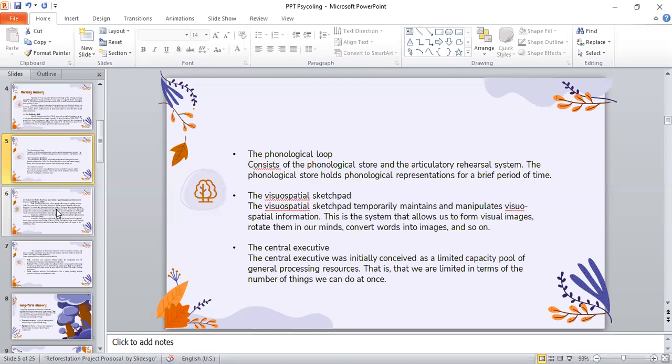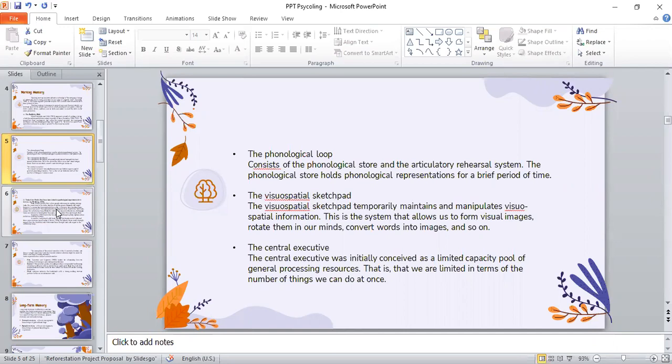And then the second component of the model is the visuospatial sketchpad. The visuospatial sketchpad temporarily maintains and manipulates visual and spatial information. This is the system that allows us to form visual images, rotate them in our minds, convert words into images, and so on. And the third is the central executive.